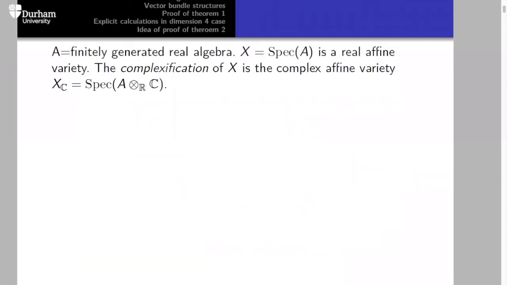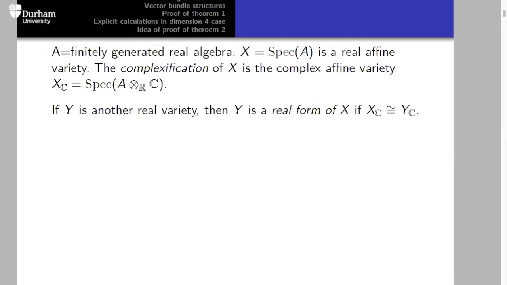So I'll start by saying how we can go from a real affine variety X to a complex one by the process of complexification. A very simple process in the case of affine varieties. If I take a finitely generated real algebra A, and then take the spec of this ring, the complexification of X is going to be the complex affine variety, which is spec of A when I extend the constants from the reals to the complex. Now, if Y is another real variety, then I say that Y is a real form of X if the complexifications are isomorphic.